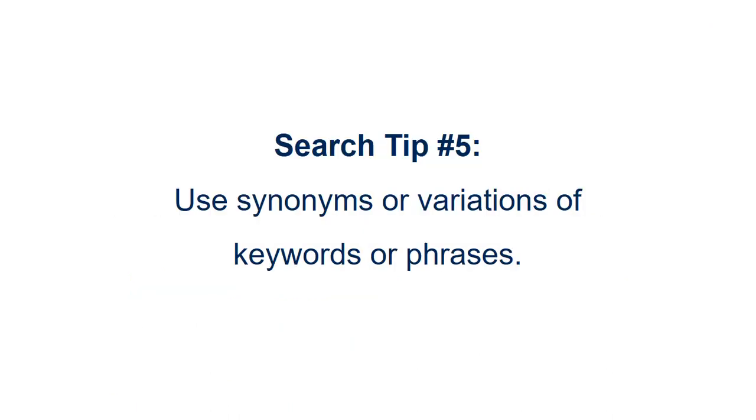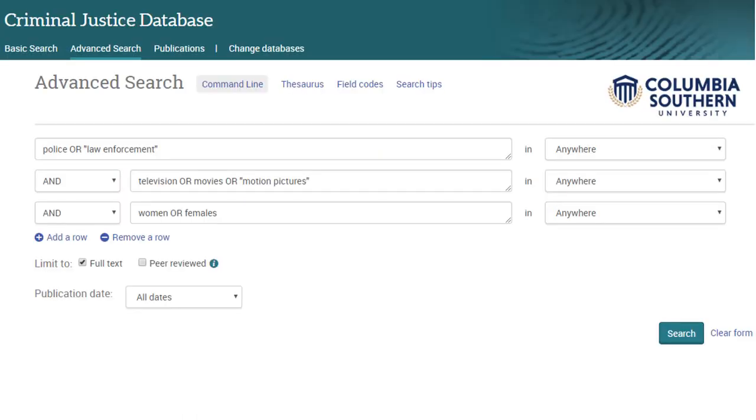Another way to broaden your search is to use synonyms or variations of your keywords or phrases. And you can use the OR connector that we discussed a few slides back to facilitate this. So let's take a look at a search that really takes advantage of this search tip. In fact, I've used it here in every line.